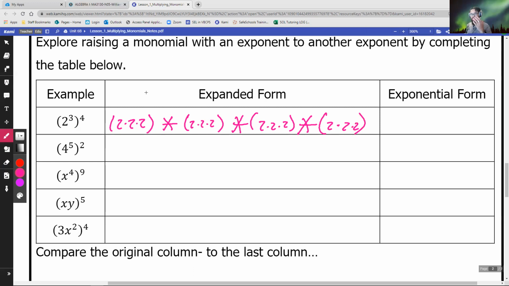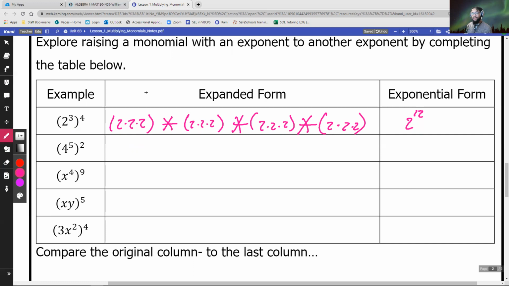All right, this is what we end up getting with this. If we were to go through and count all these 2's, 1, 2, 3, 4, 5, 6, 7, 8, 9, 10, 11, 12, we would write that as 2 raised to the number of times we multiply, which would be 12. 2 to the 12th. Okay? So I want you to try that with this 4 to the 5th squared.